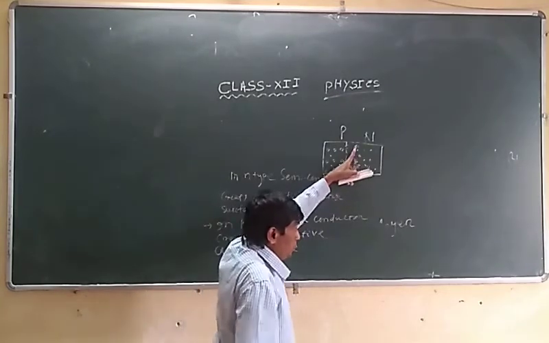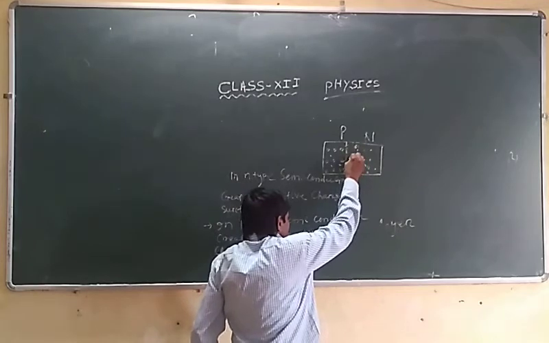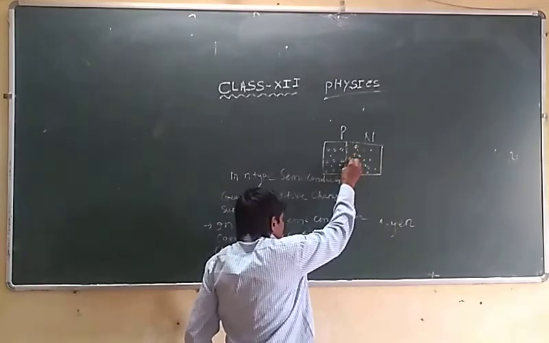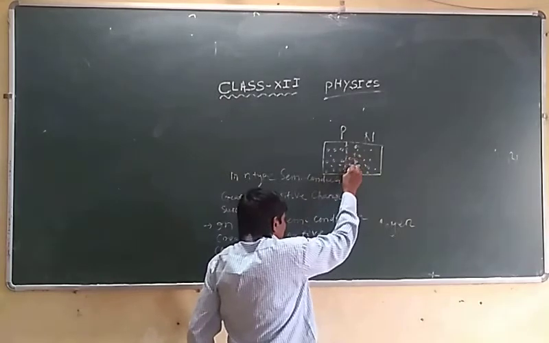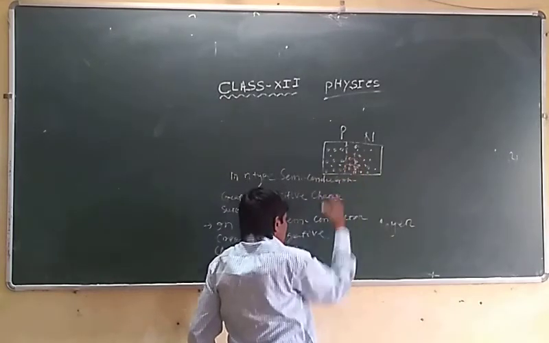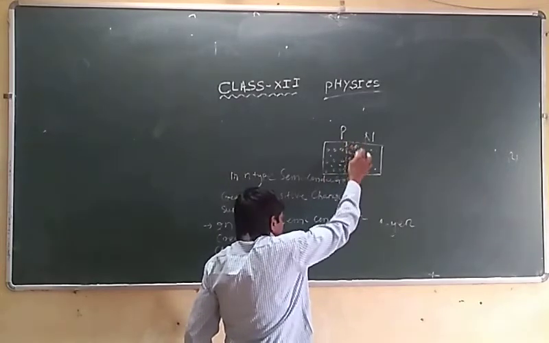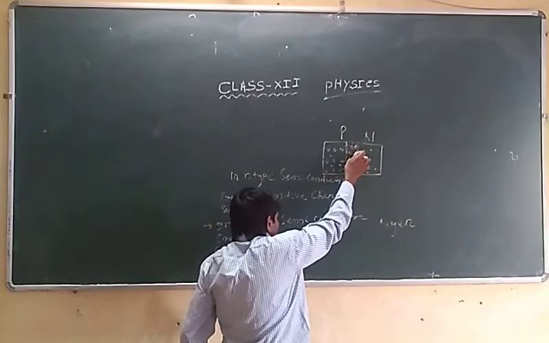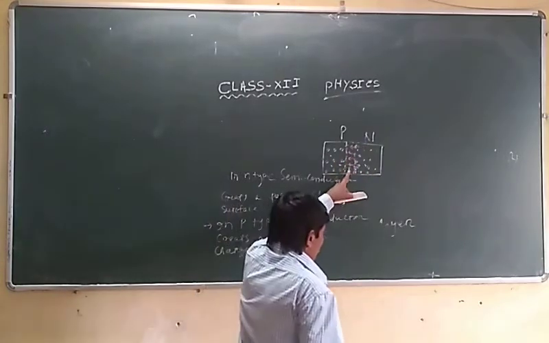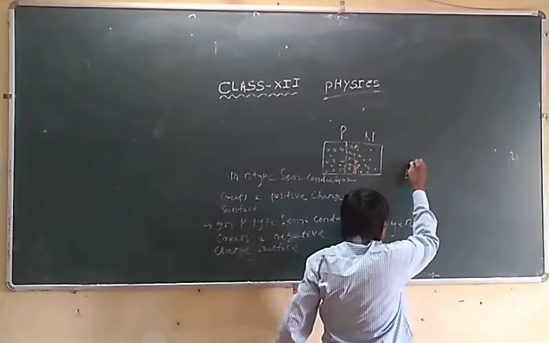So between these two charge surfaces, there is the influence or effect of an electric field. So this creates an electric field. These charges are directed from positive to negative, and the electric field is also directed in this direction.